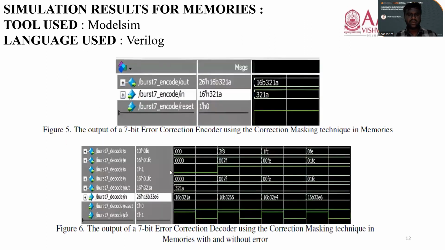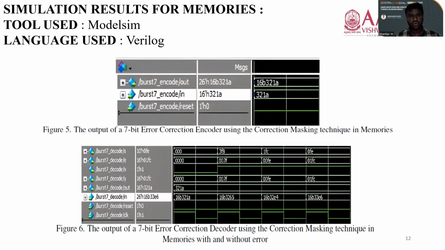Then this syndrome, as discussed, every bit of this syndrome will be ORed and stored in a variable called correction. And the error pattern, as introduced, you see that the input is 321A, and the output is the first.